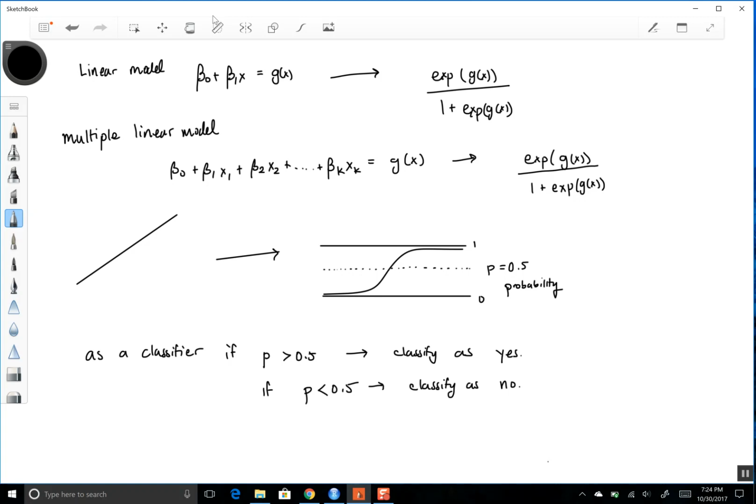Okay, let's talk Bayes classifiers now, and then we'll do a naive Bayes classifier. All right, so with a Bayes classifier, we're going to apply Bayes' rule.